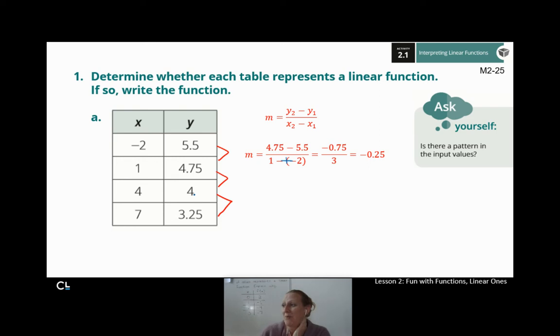So I'll subtract my y's. 4 minus 4.75, that goes on top. I'll subtract my x's. 4 minus 1, that goes on the bottom. Use my calculator. 4 minus 4.75 is -0.75. 4 minus 1 is 3. We already did this. If you divide with your calculator, you get -0.25.